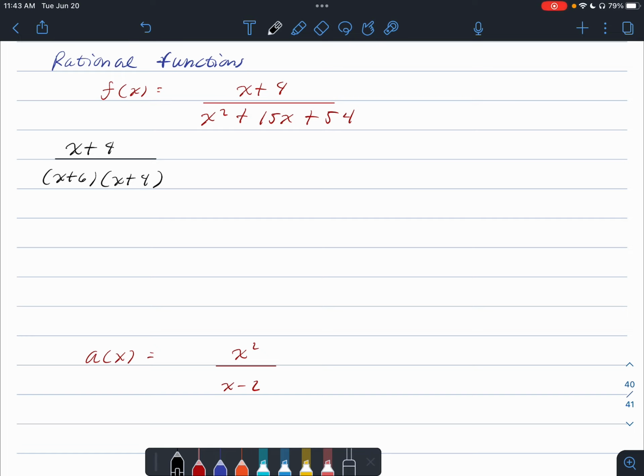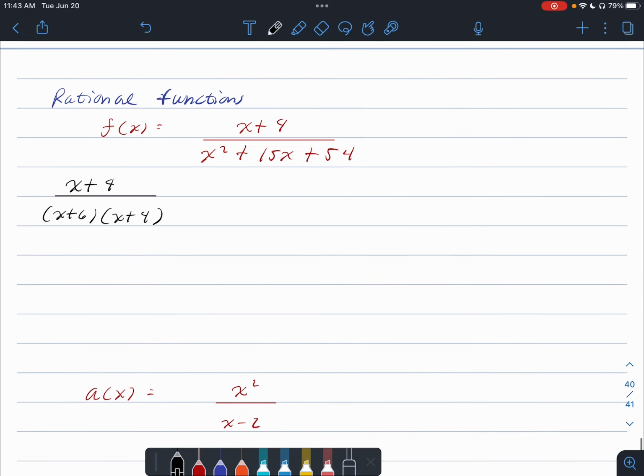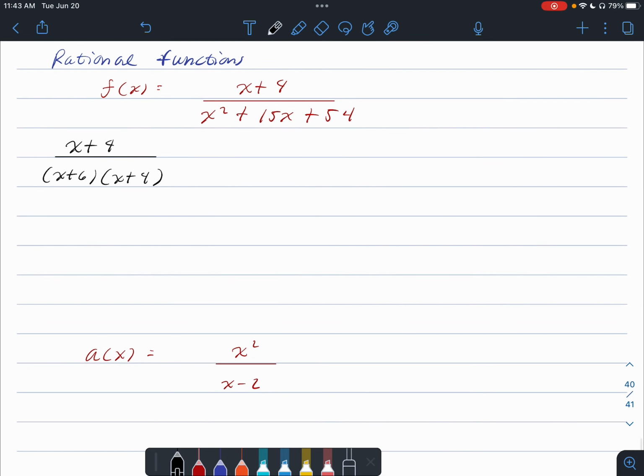So we need to figure out whenever the denominator is equal to 0 to figure out what the excluded values are. If either x plus 6 or x plus 9 is equal to 0, the denominator will be equal to 0. So we will set each of these equal to 0. If x plus 6 equals 0, we take 6 away and have x is equal to negative 6. And x plus 9 equals 0 gives x equals negative 9. Those are our excluded values.